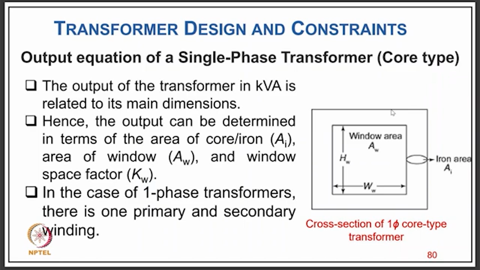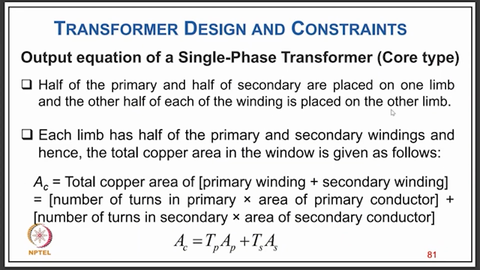In the case of a single phase transformer, there is one primary and one secondary winding. Half the primary and half the secondary are placed on one limb, and the other half of each winding is placed on the other limb, so each limb has half the primary and secondary. Hence the total copper area in the window is given as Ac, equal to the area of primary and secondary, that is, number of primary turns times the area of the primary conductor plus number of secondary turns times the conductor cross section of the secondary. So Ac is Tp into Ap plus Ts into As.